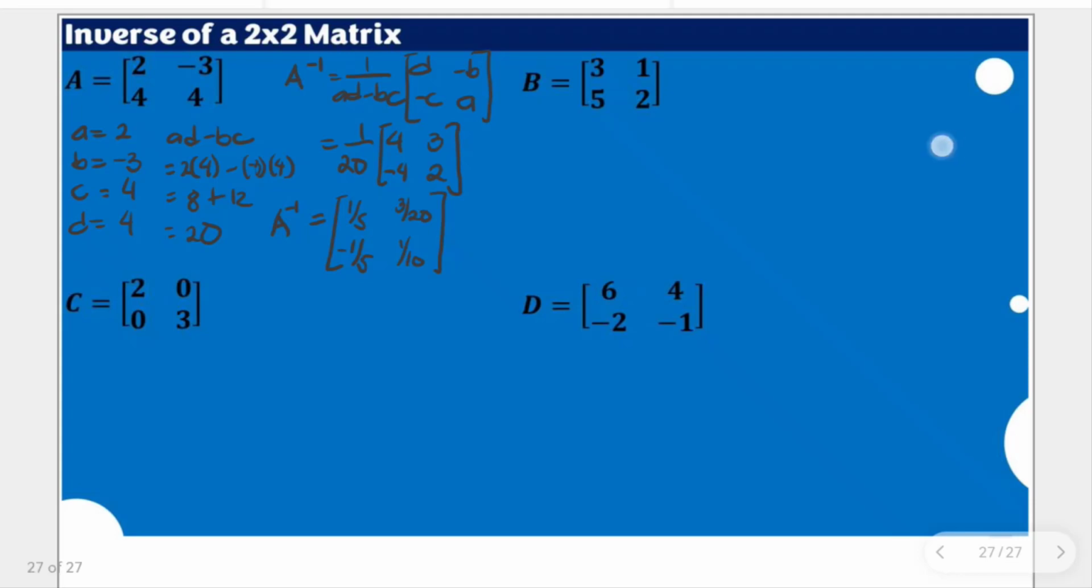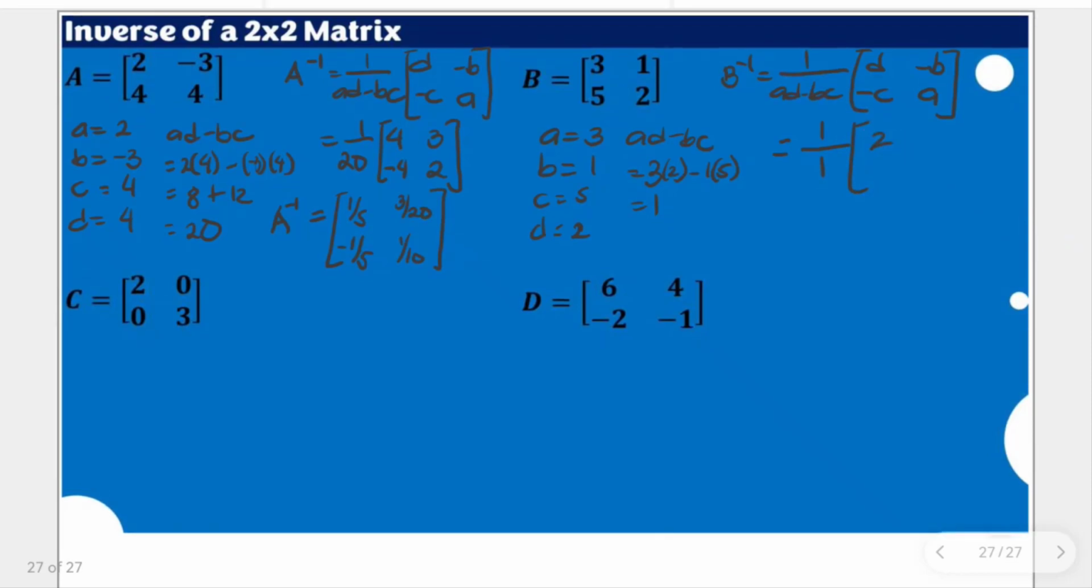Next here, same process. It's AD minus BC. This is D, this is A, negative B, negative C here. But A on matrix B is 3, B is 1, C is 5, and D is 2. So AD minus BC will look like 3 times 2 minus 1 times 5. That's 6 minus 5, you have 1. So our result here is just a scalar quantity of 1.